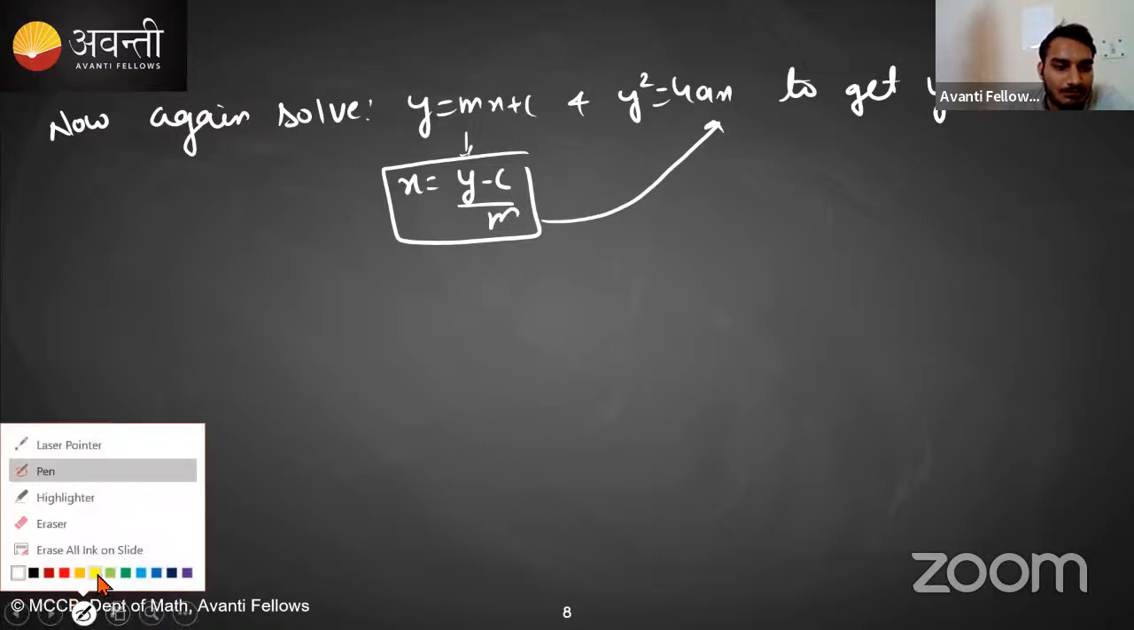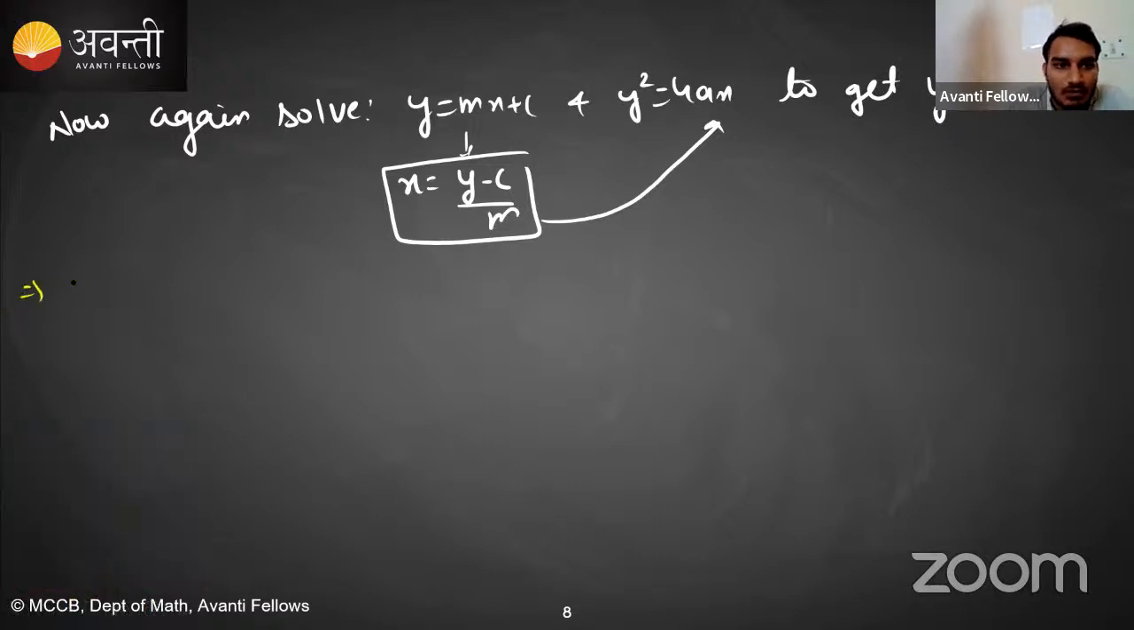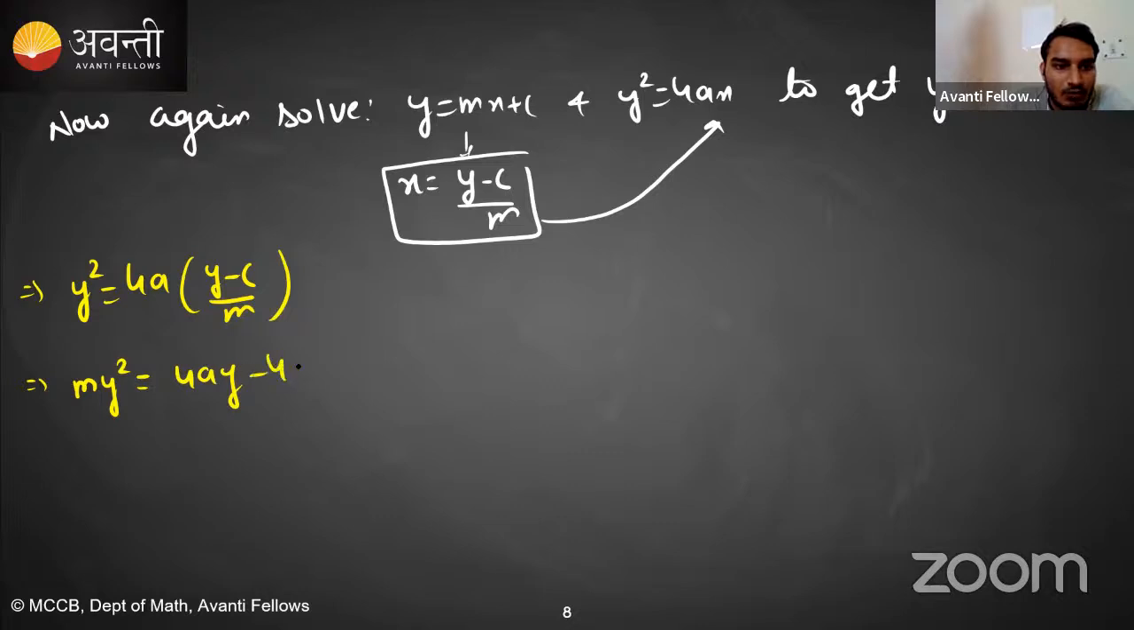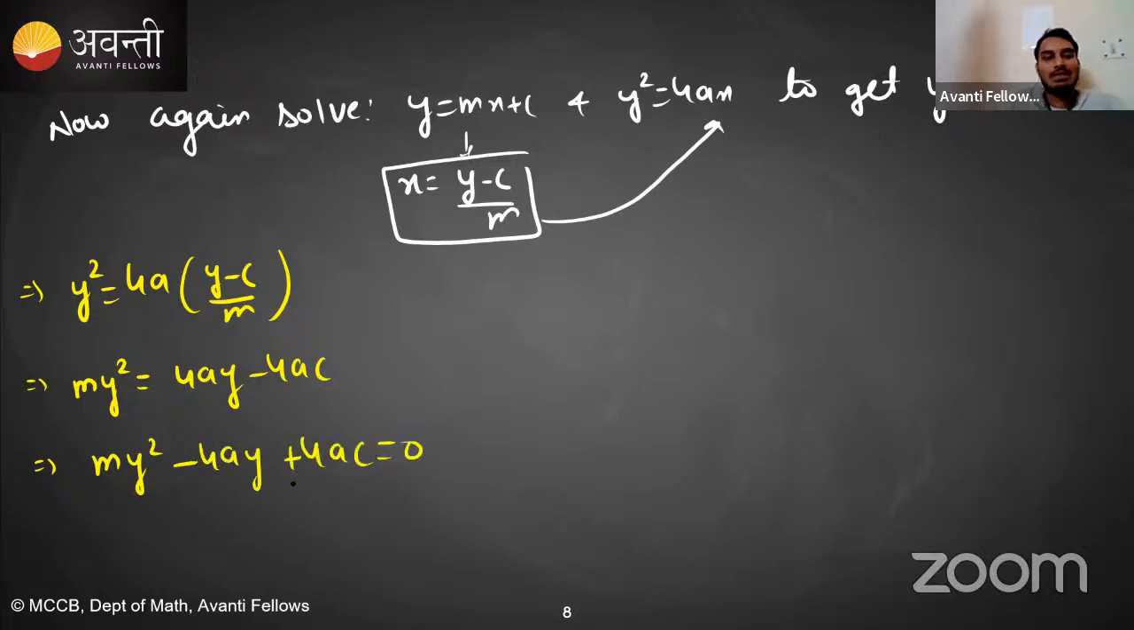What you will get? You will get y square is equal to 4a into x. X is nothing but y minus c upon m. कितना आ गया? m times y square is equal to 4ay minus 4ac. It implies y into m square minus 4ay plus 4ac is equal to 0. Right? This is a quadratic equation in y. So it means the two roots that we will get from this quadratic equation are nothing but y coordinate of a and b.